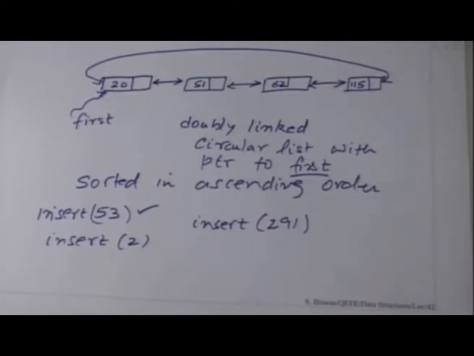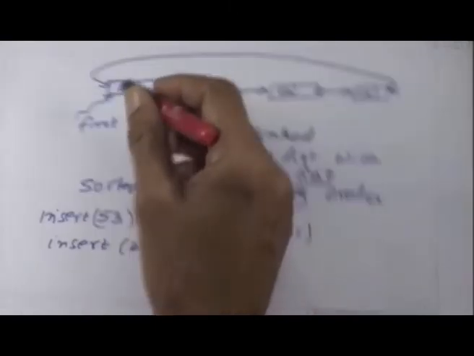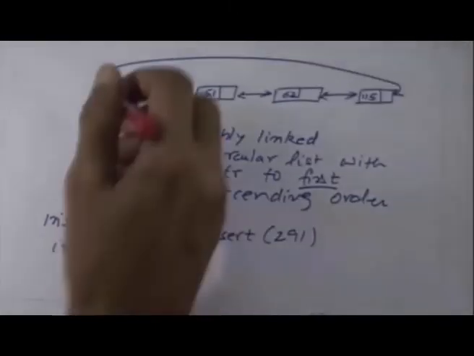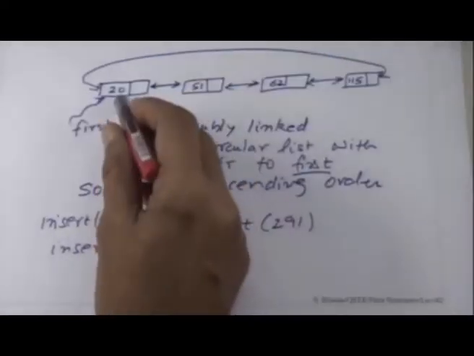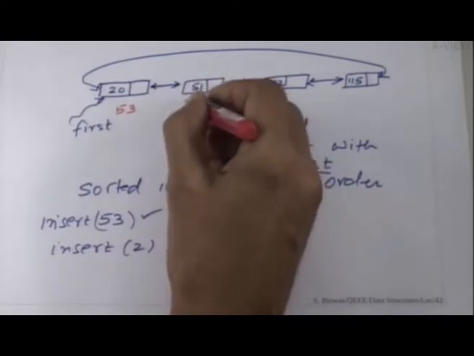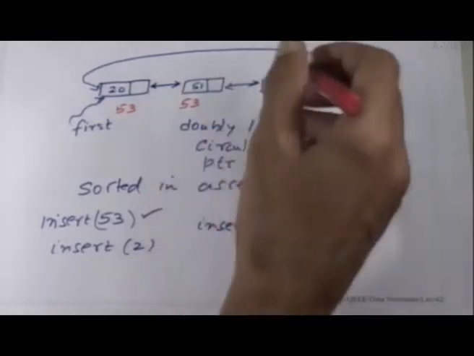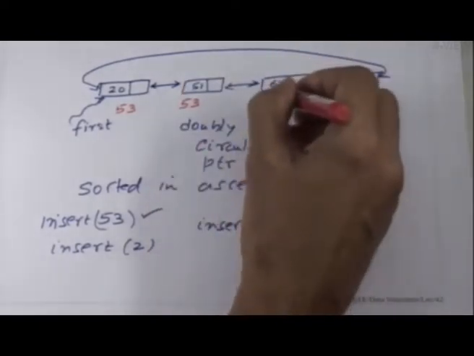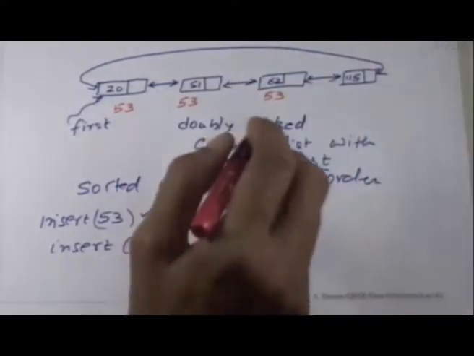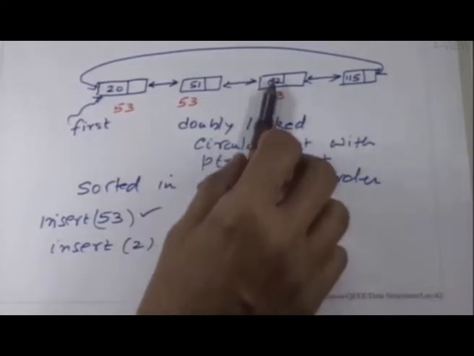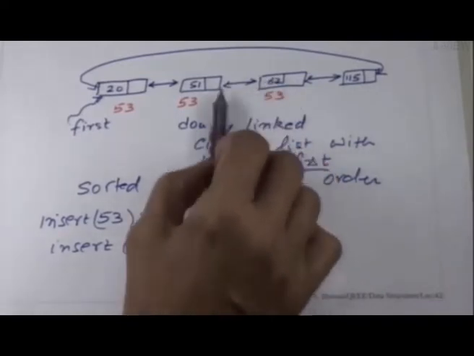So what do I do? I have the pointer to the first element in the list. So I will pick it up, 20. I compare 20 with 53. So I know that I have to go down because 20 is smaller. So I move and go to 51 and compare it with 53. Even now 51 is smaller. So I move ahead and compare 53 with 62. And now I know that 53 is less than 62, so it must be inserted in between.